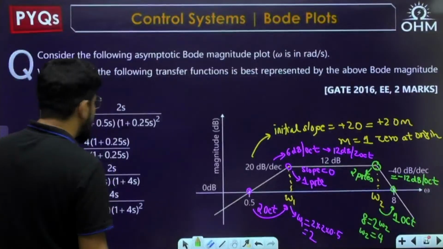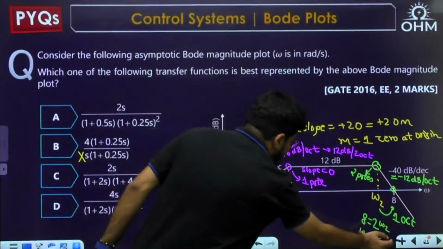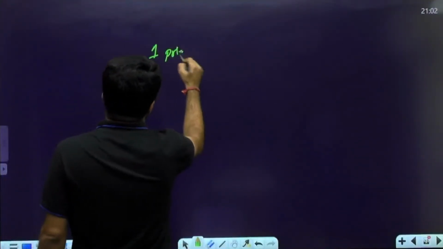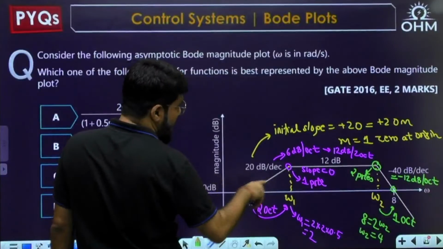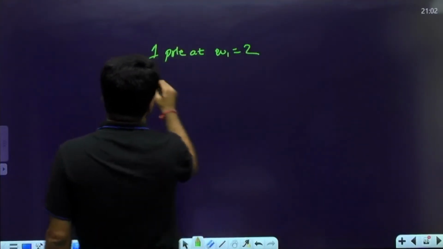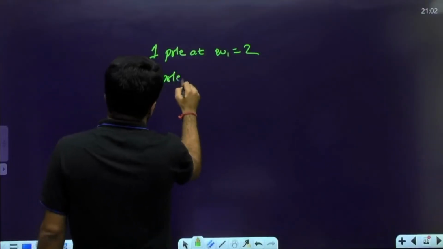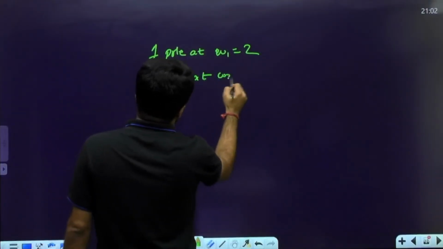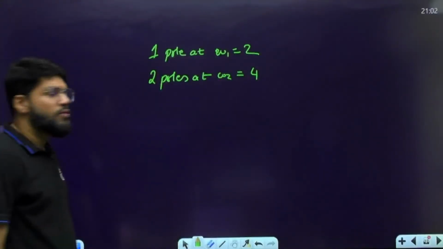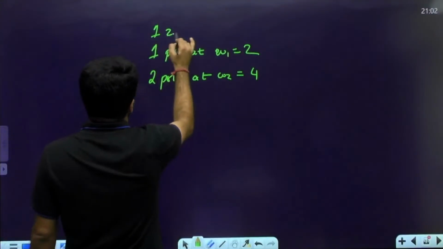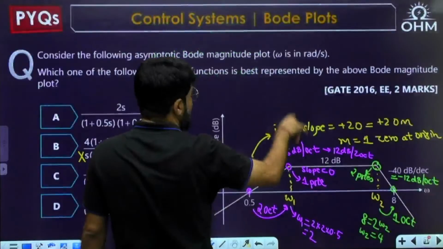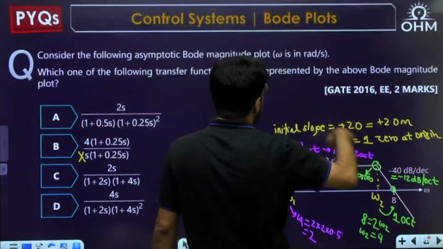So there is a single pole. How much is the data we have got till now? There is a pole at omega 1 equal to 2, and then there are 2 poles at omega 2, which is obtained as 4, correct? And there is 1 zero at origin. That is the first thing I calculated. With the initial slope positive, there is a zero at origin.